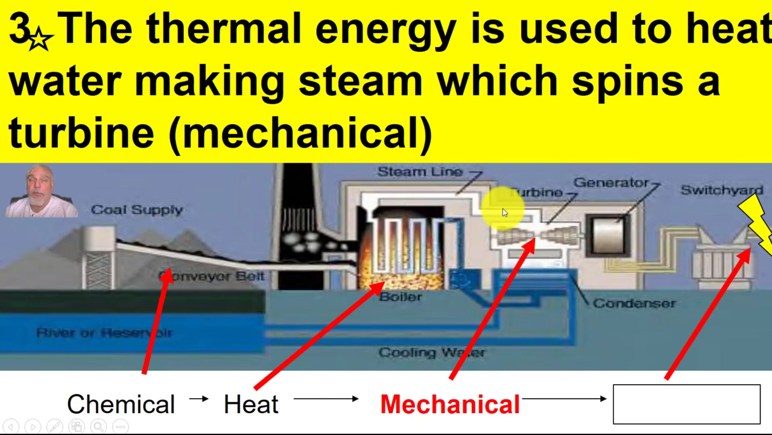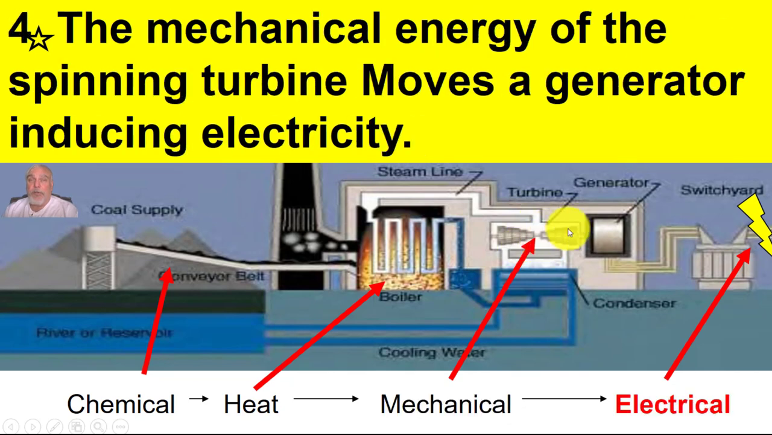So that high pressure steam shooting through, spinning the turbine, that spinning turbine is kinetic energy. It's an energy of action, and that's going to be considered mechanical energy. That spinning turbine mechanical energy is going to move the generator, which is going to induce the electricity.